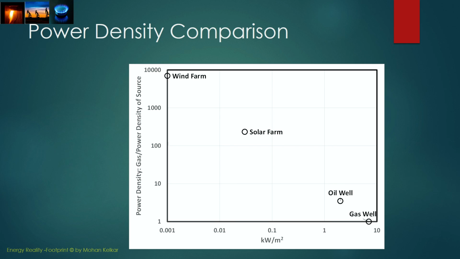And then what you see on the y-axis is the ratio of power density, gas compared to other power density sources. So from this graph you could see that the gas well is about 7,000 times more efficient than a wind farm in terms of power density, and the gas well is about 300 times more efficient than a solar farm.